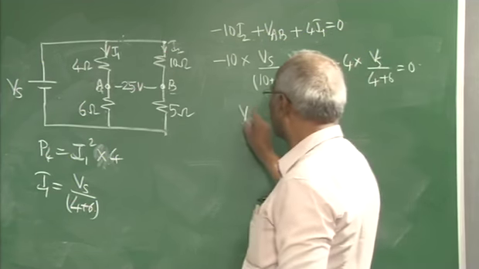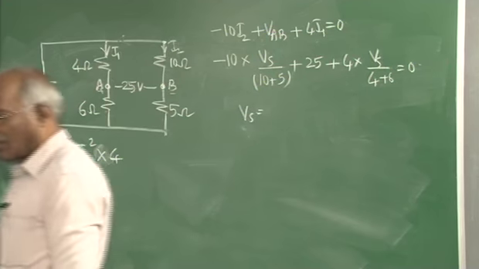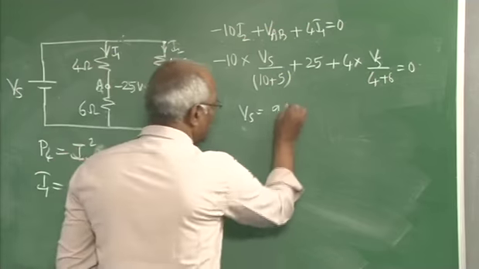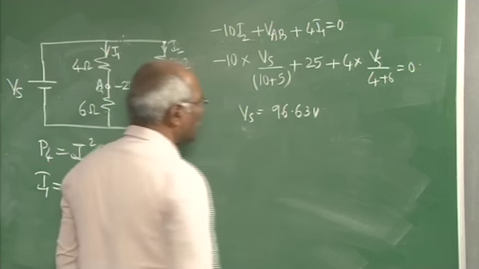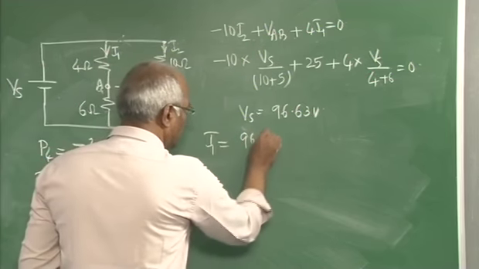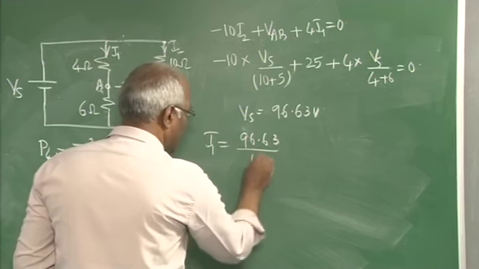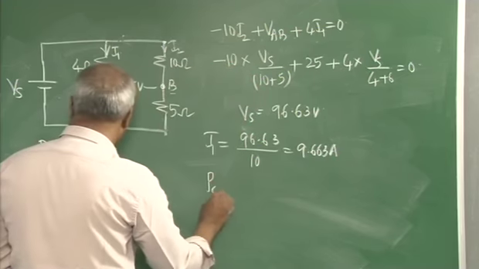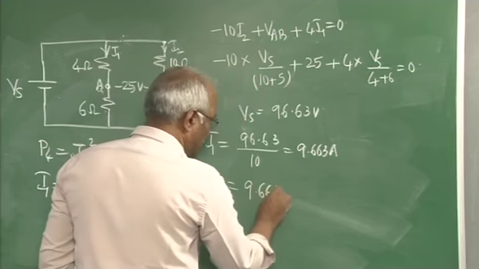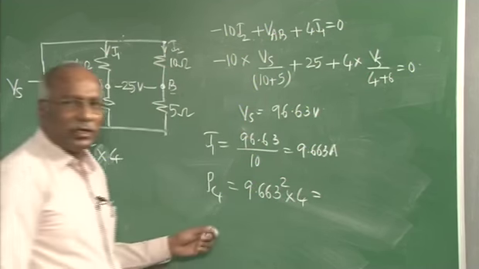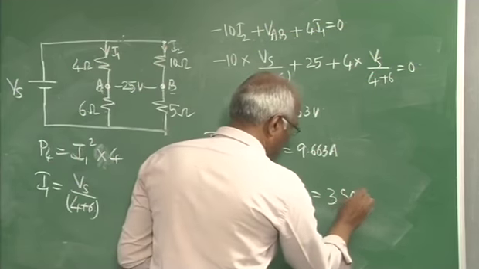You simplify this, Vs works out to 96.63 volt. Once we get this, I1 is obviously 96.63 divided by 10, that comes to 9.663 amperes, and P4 will be equal to 9.663 square into 4 will give you the value. That comes to 350 point.